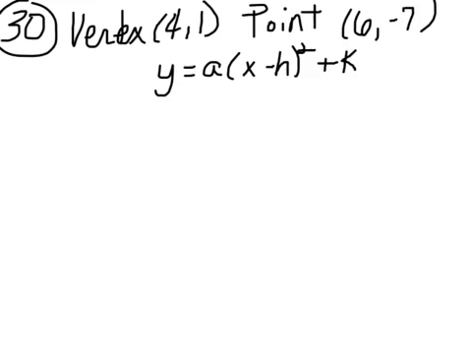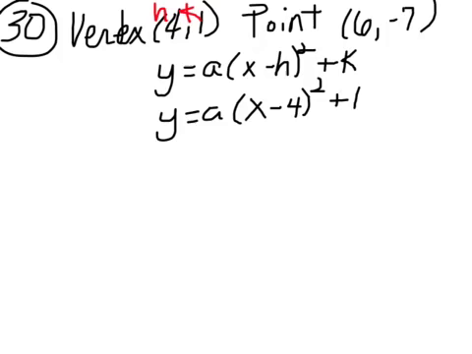What's one thing we could put in right now? Vertex. That's what I would always start with. So y equals a times (x minus 4) squared plus 1. And if you need to label that vertex h, k just so you put the right thing in the right spot, labeling is always a good thing to do.